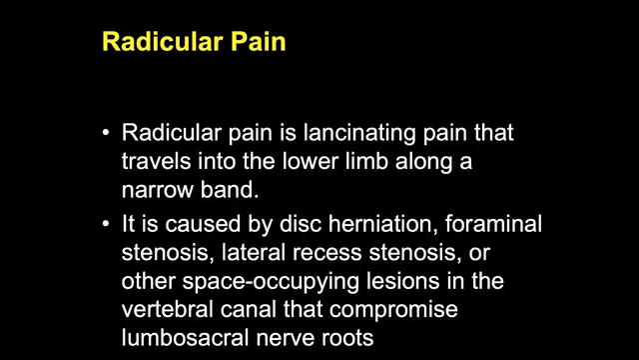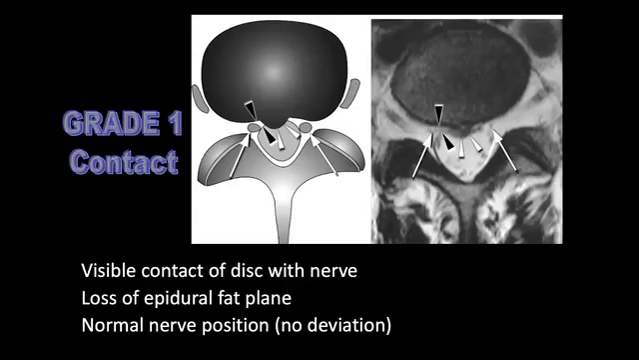So as we talk about radicular pain, it's that lancinating pain that travels in the lower limb along a narrow band. It's caused by a disc herniation, foraminal stenosis, lateral recess stenosis, or other space-occupying lesion in the canal that will compromise and irritate the lumbosacral nerve roots. And again, there's a grading system. Again, I think this one is useful in terms of how you express.